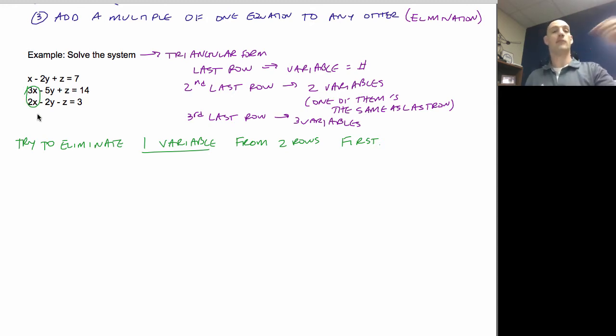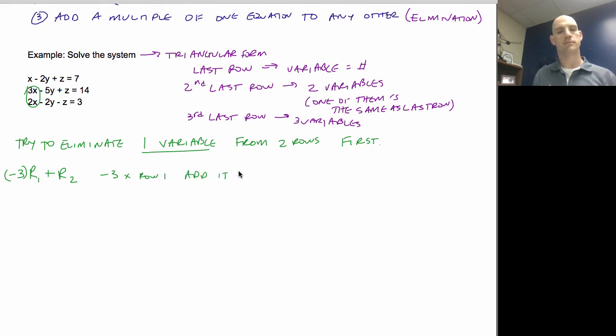I could say, to eliminate x from the second row, I can multiply it by -3. So what I'm going to do is multiply row 1. I'm going to do -3 times row 1, and add it to row 2. This is the notation. So -3 times row 1, add it to row 2. That's what this notation means.